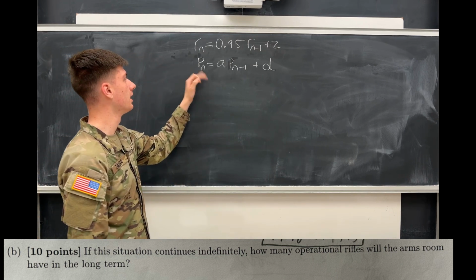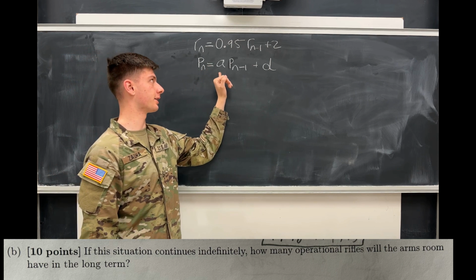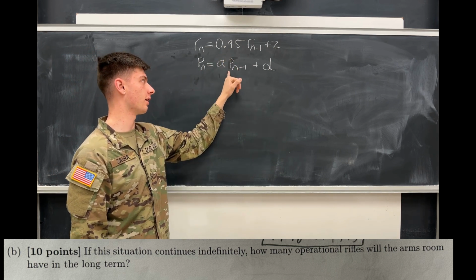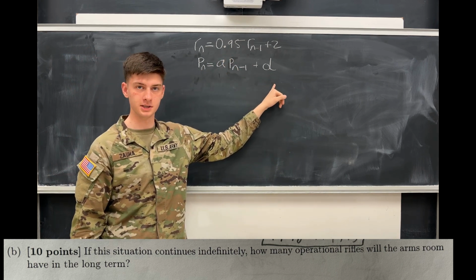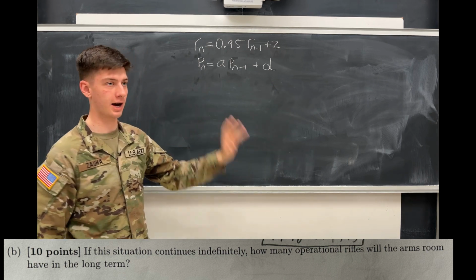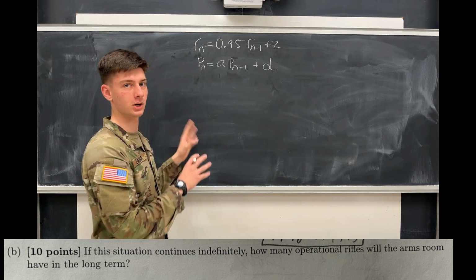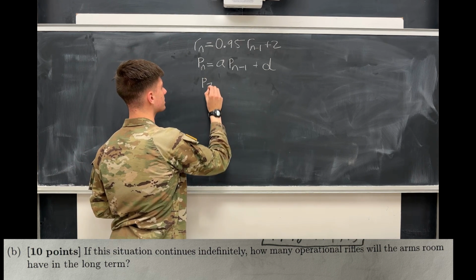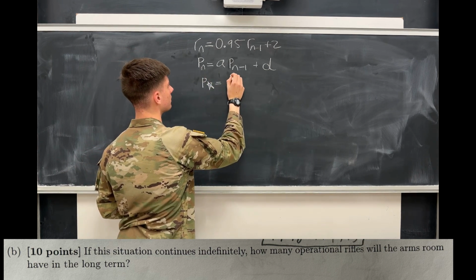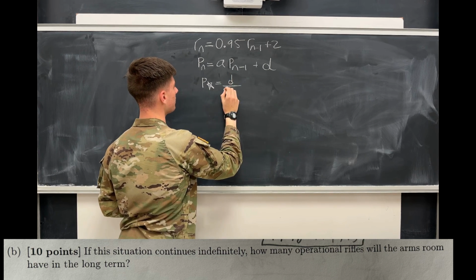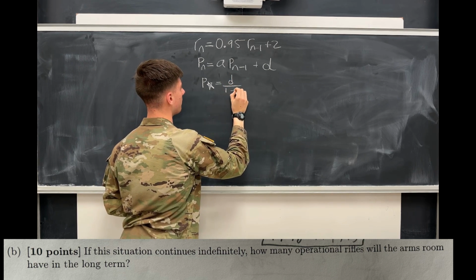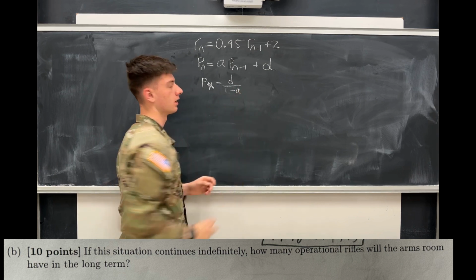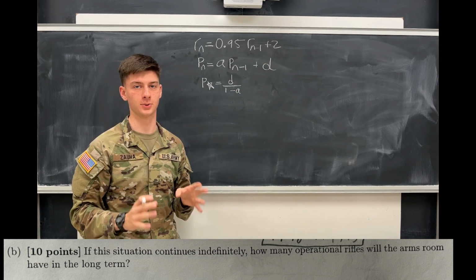This is written in the form P sub N equals A, the coefficient, 0.95, of P sub N minus 1 plus D. And we can actually derive an equation. We're actually going to get an equation, add this to your note sheet. We know that P star is equal to D divided by 1 minus A when A is not equal to 1.